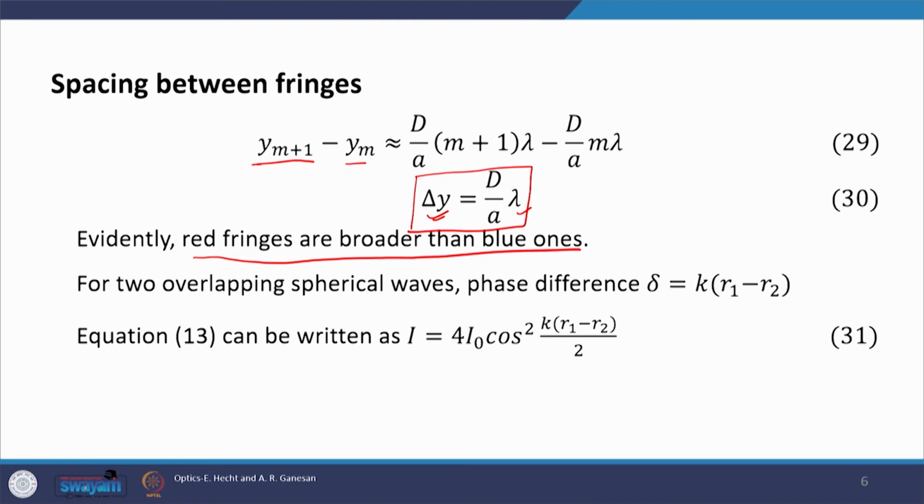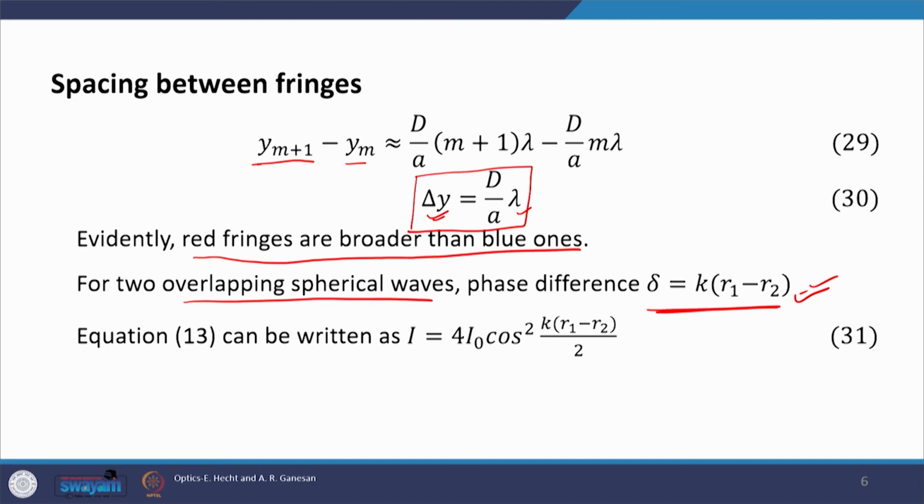Now, we know that for two overlapping spherical waves, the phase difference is given by this relation. This we have already seen when the spherical wavefronts were made to overlap, and then we calculated the phase difference in the case where the initial phase difference was 0. This is the phase, which is equal to k times r1 minus r2. The same can be used here also.